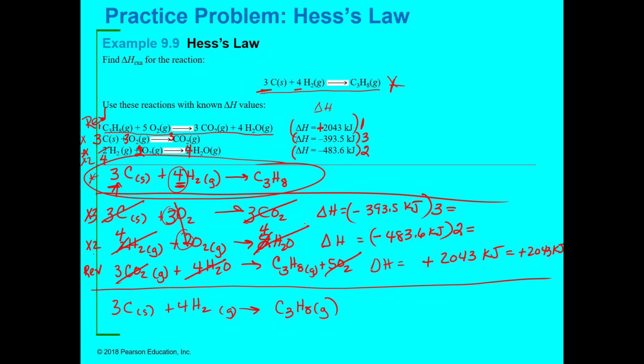So everything else canceled. So now all I have to do is the math. So this becomes a negative 1180.5 kilojoules. The one that I'm multiplying by 2 becomes a negative 967.2 kilojoules. And then I've got that positive 2,043. So the overall delta H of the reaction is going to be a negative 104.7 kilojoules.